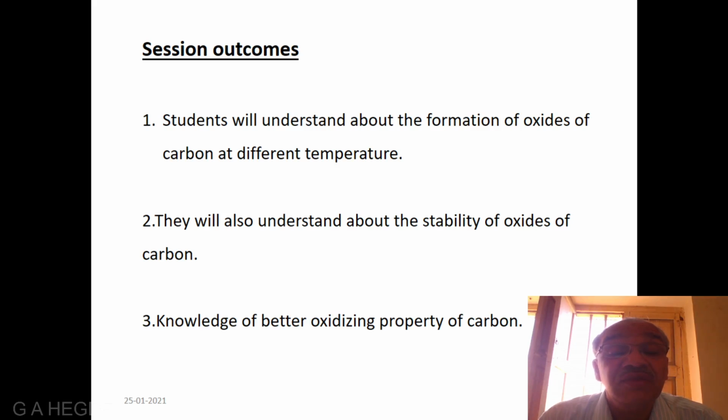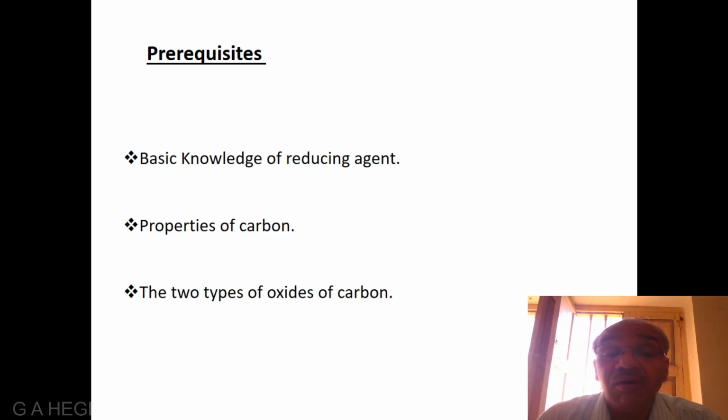After studying this, you will understand the formation of oxides of carbon at different temperatures. You will also understand the stability of oxides of carbon and the better oxidizing property of carbon. In order to understand this, you must have knowledge of reducing agent, properties of carbon, and the two types of oxides of carbon.